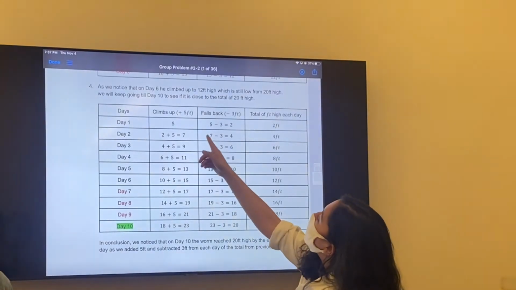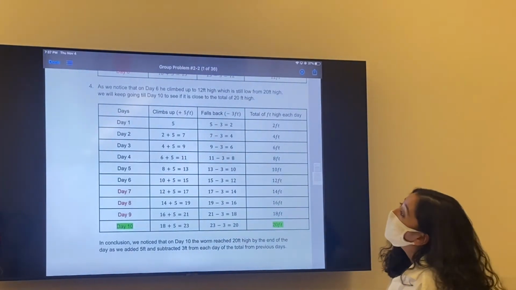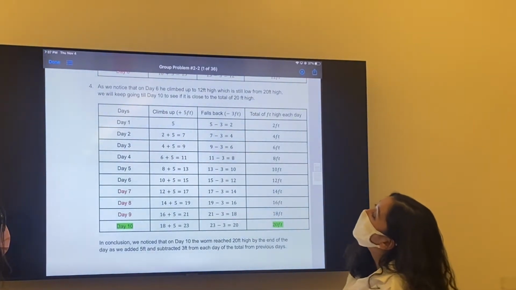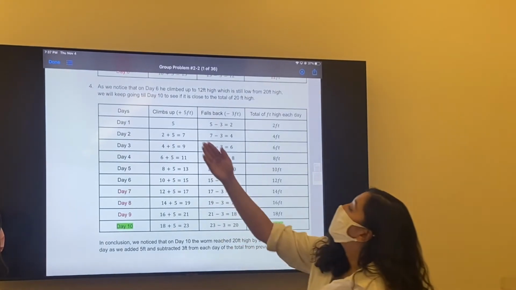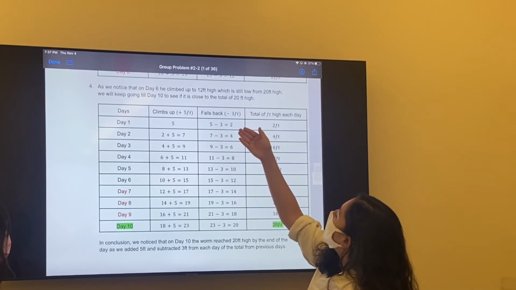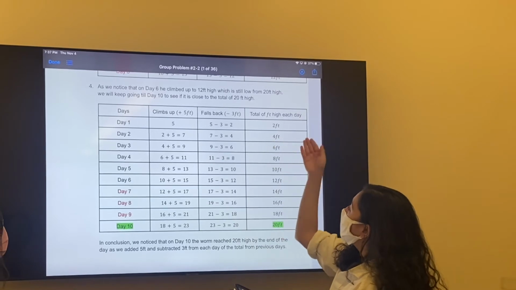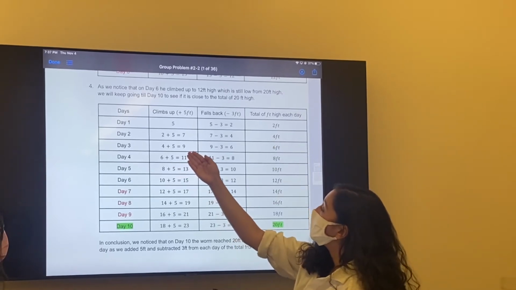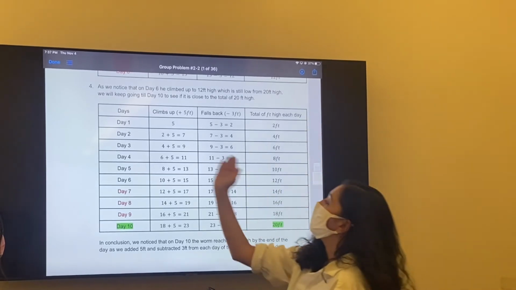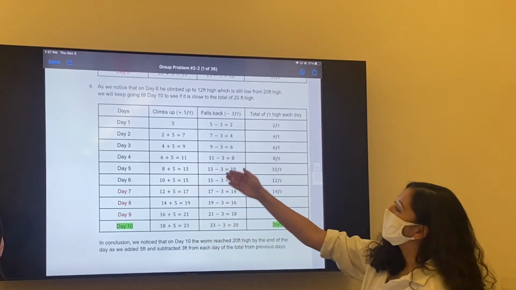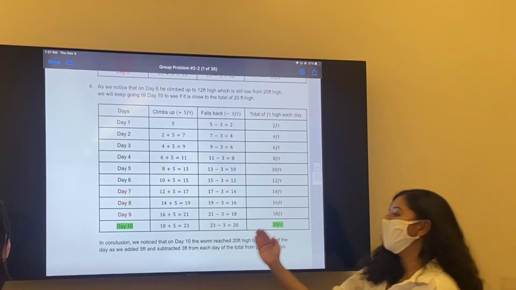We noticed that on day 6 he climbed up to 12 feet high, which is still low from 20 feet high. We will keep going till day 10 to see if it is close to the total of 20 feet high. So day 1, 5 minus 3 equals 2, 2 feet. 2 plus 5 equals 7, 7 minus 3 equals 4, 4 feet. 4 plus 5 equals 9, 9 minus 3 equals 6. So what is here, we move to the front and we add 5 and we subtract 3. Count all the way down to 10, and we got 20 feet in 10 days.